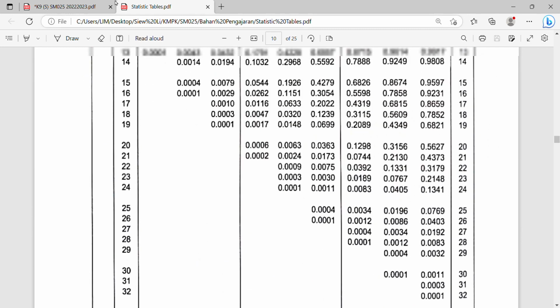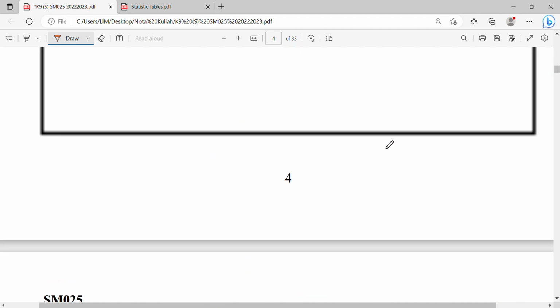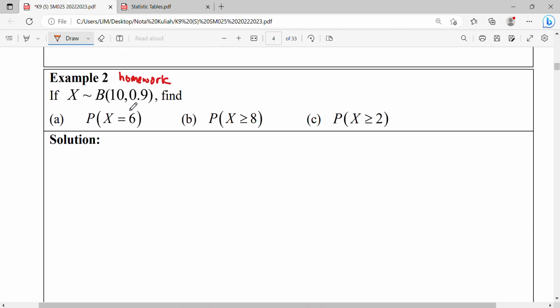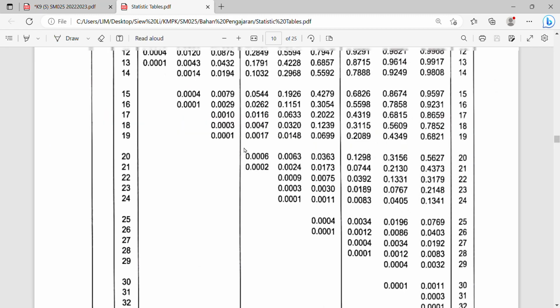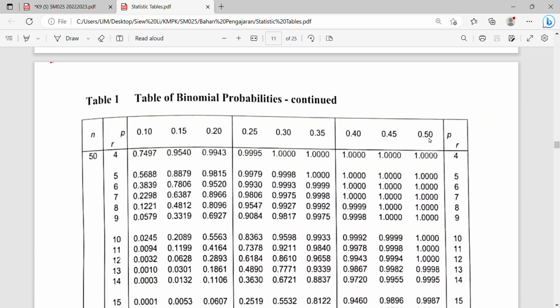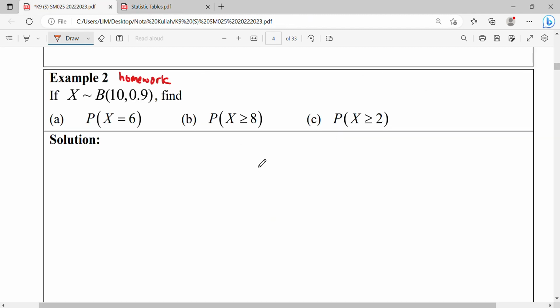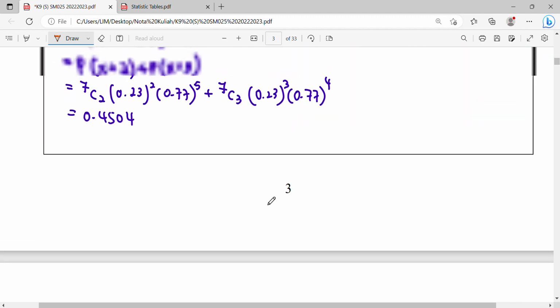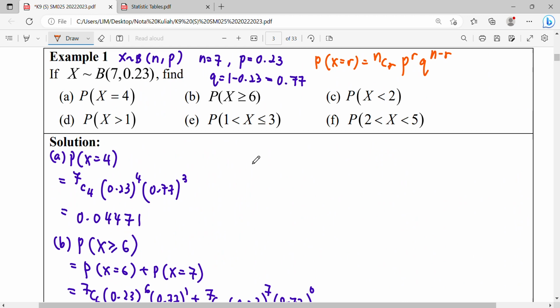Contohnya, when we go back to this example 2, can we read from the table? Sample 10, probability 0.9. You can try and see. Do you have probability 0.9? Maximum you can go until 0.5 only. Alright. So for this example 2, it is more suitable you use the formula. Calculate one by one. Table cannot be used.